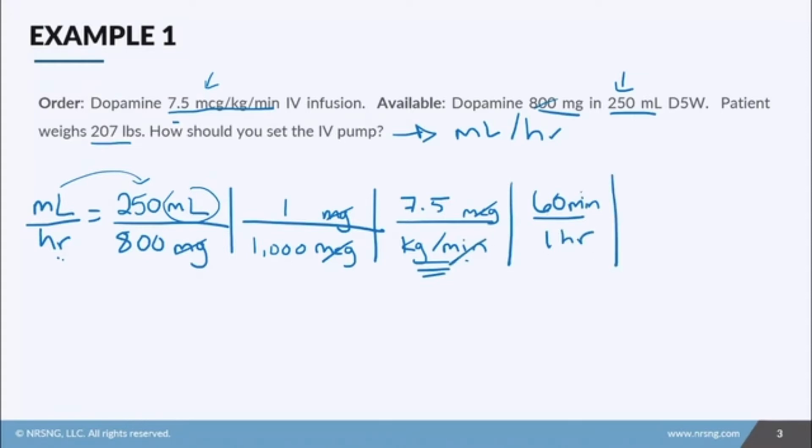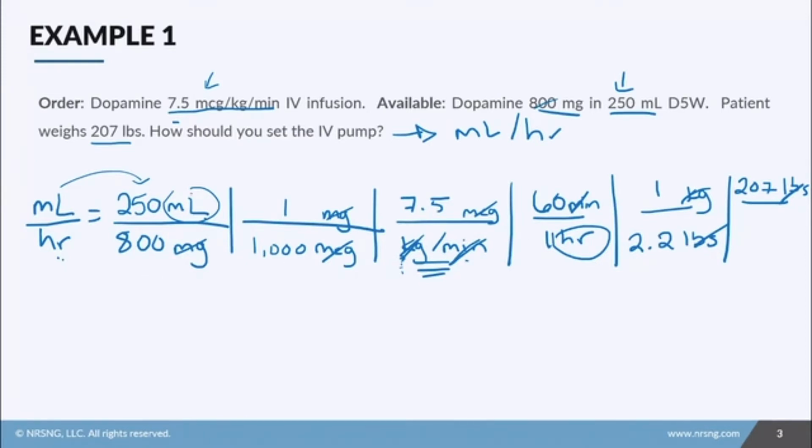So we can cancel minutes, we have hours, we have milliliters per hour, but we still have this kilograms just hanging out on the bottom. Remember, your goal with dimensional analysis is to cancel everything until you're left with only what you need. So we've got to get rid of this kilograms. Let's transfer those units to the top and let's do a conversion. 1 kilogram, 2.2 pounds. Cancel kilograms. What do we know about pounds? We know the patient weighs 207 pounds. Cancel, cancel. Now we've canceled everything. We're left with just milliliters per hour. We know we can move forward.